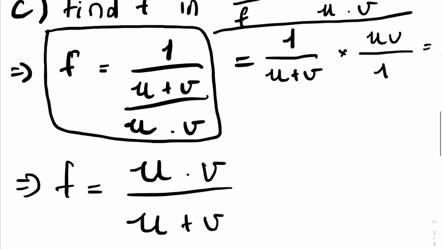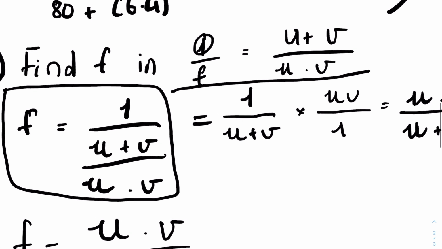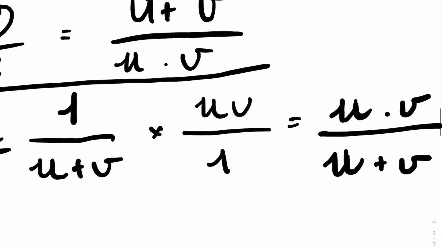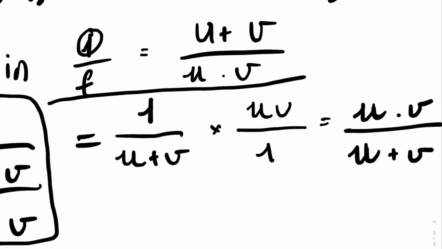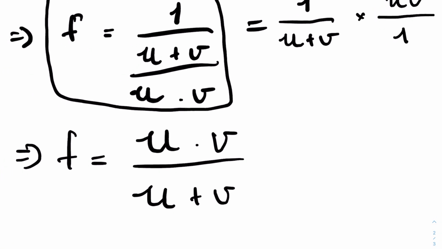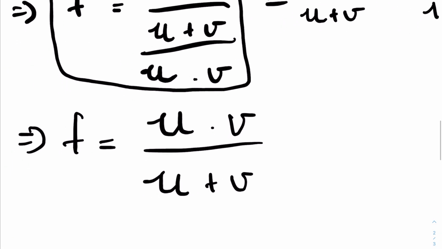Because of that, we know 1 over (u plus v) over (u times v) equals 1 times (u times v) over (u plus v), which equals (u times v) over (u plus v). Finally, we have found the expression for f, which is f equals (u times v) over (u plus v).